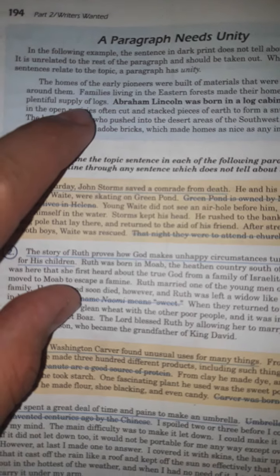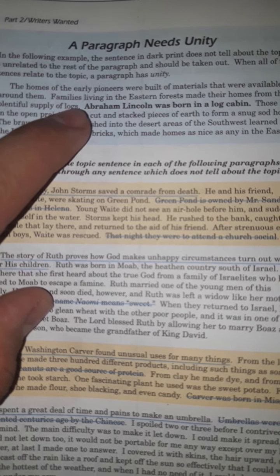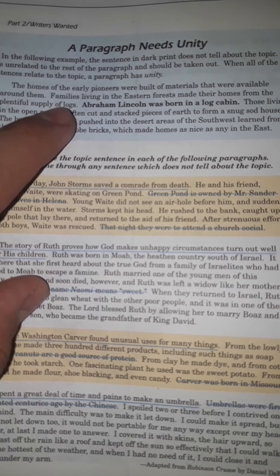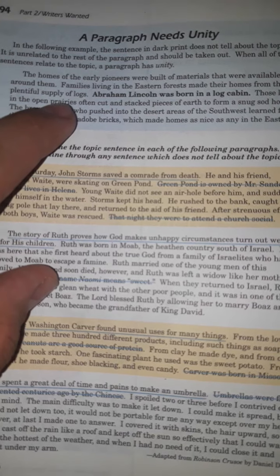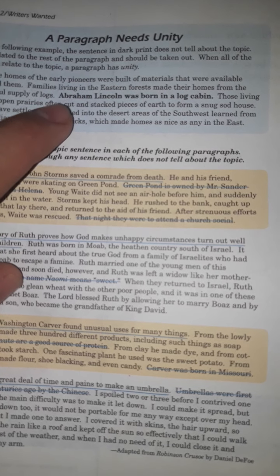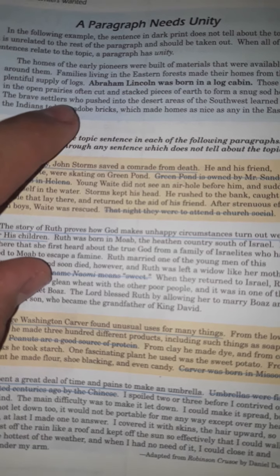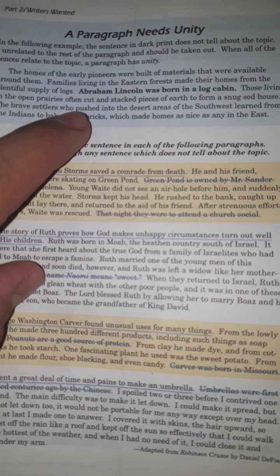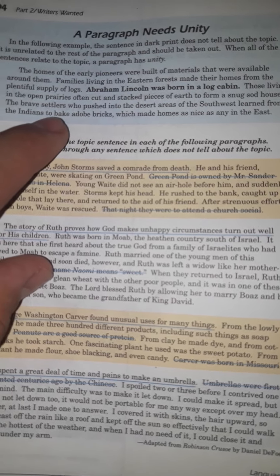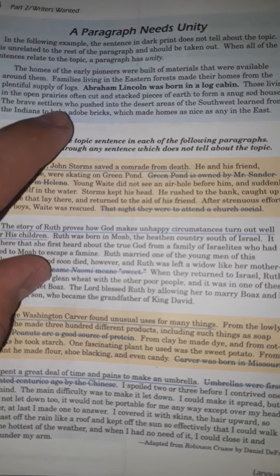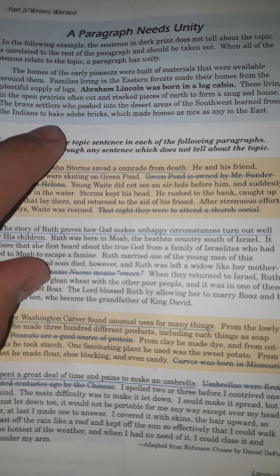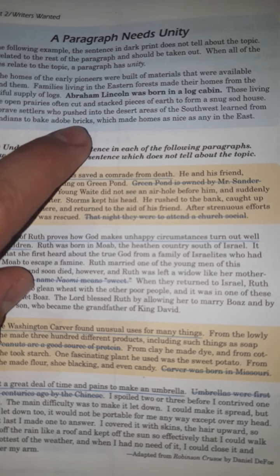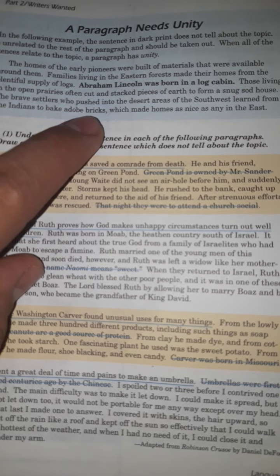So listen, I'm gonna read this. The homes of the early pioneers were built of materials that were available around them. Families living in the eastern forest made their homes from the plentiful supply of logs. Abraham Lincoln was born in a log cabin. Those living in the open prairies often cut and stacked pieces of earth to form a snug sod house. The brave settlers who pushed into the desert areas of the Southwest learned from the Indians to bake adobe bricks, which made homes as nice as any in the East.